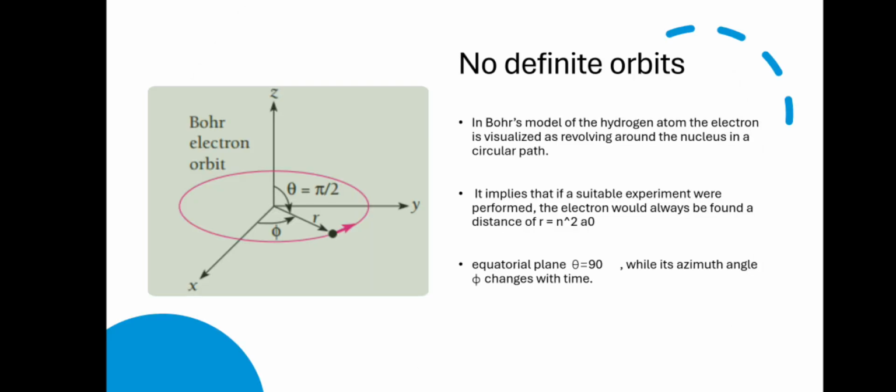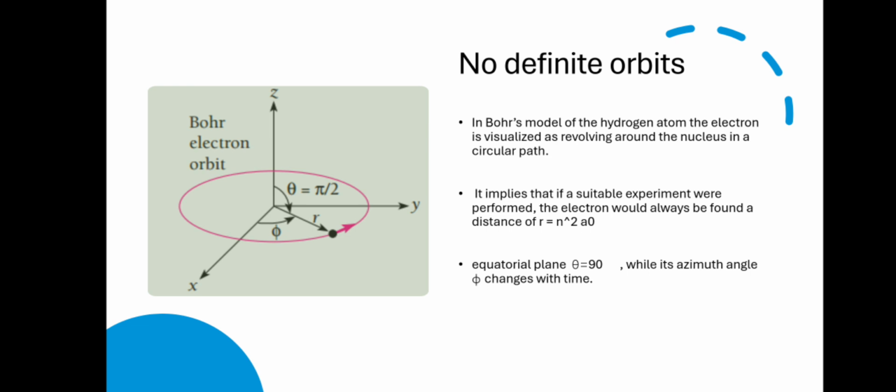In Bohr's model of the hydrogen atom, the electron is visualized as revolving around the nucleus in a circular path. This model is pictured in a spherical polar coordinate system, and it implies that if a suitable experiment were performed, the electron would always be found at a distance of r equal to n squared a0, where n is the quantum number of the orbit and a0 is the radius of the innermost orbit, also called the Bohr radius. So the electron is n squared a0 distant from the nucleus, and it is in the equatorial plane, theta equal to 90 degrees, while its azimuth angle phi always changes with time.